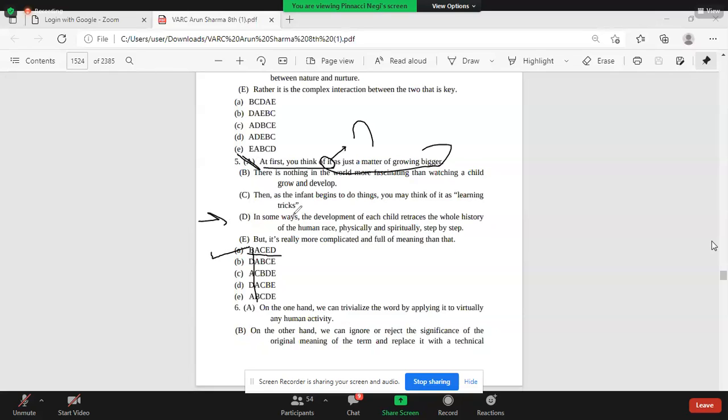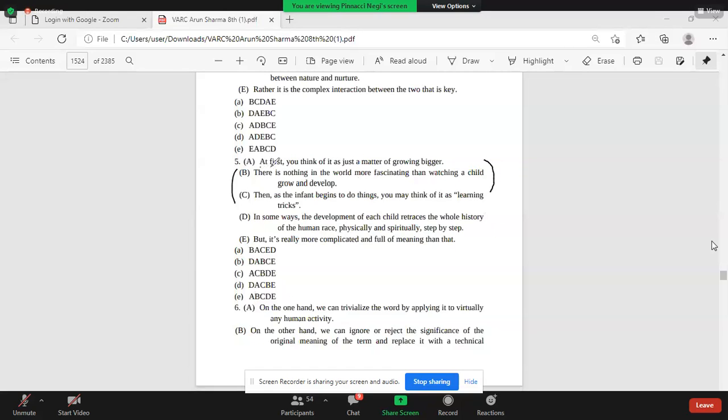If you look at D, in some ways the development of each child retraces the whole story physical. So this might be the opening sentence, right? But if you see, it's more about a child growing and developing. Okay. So I think I would begin with this. If this does not work, then I can come back and put D first. But let me begin with B, because B looks like a more probable opening sentence. There's nothing in the world more fascinating than watching a child grow.